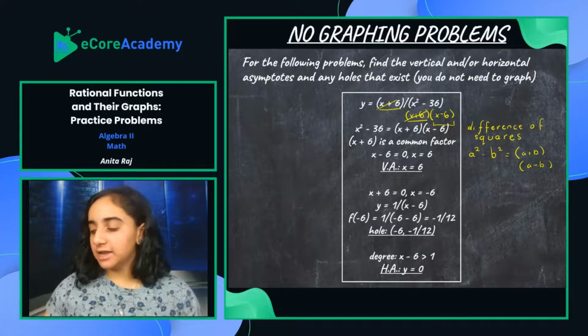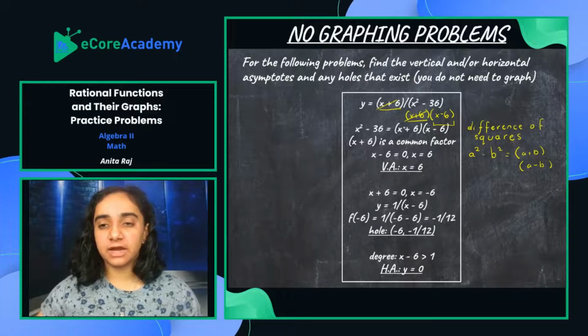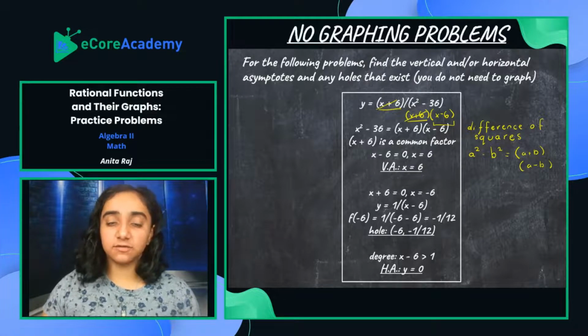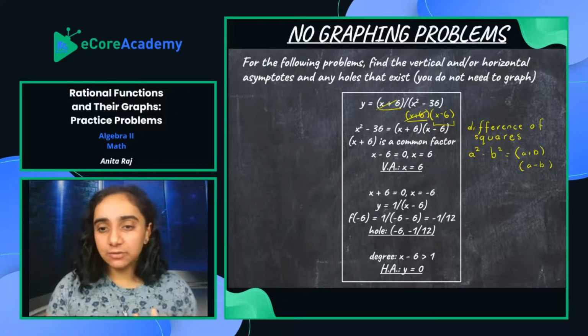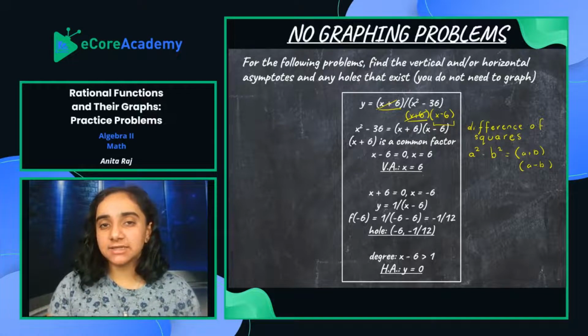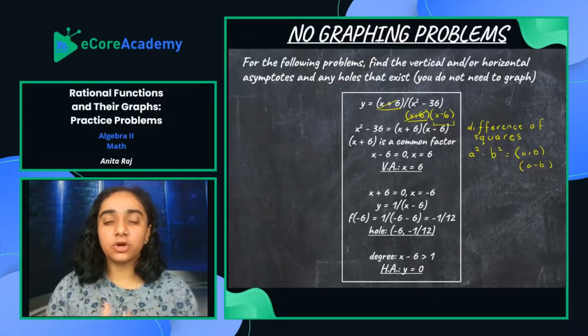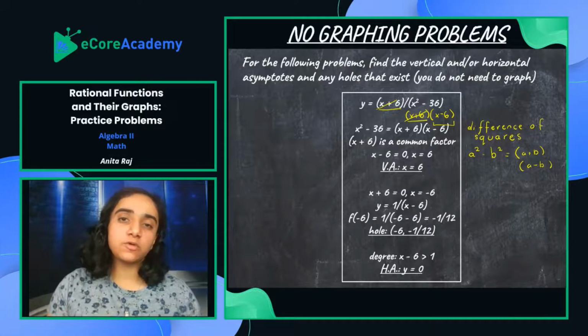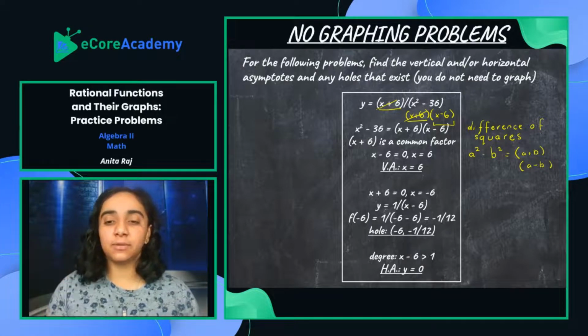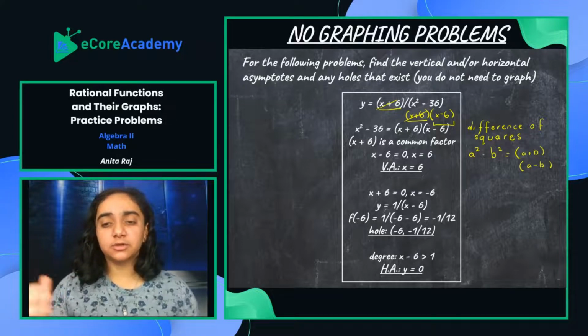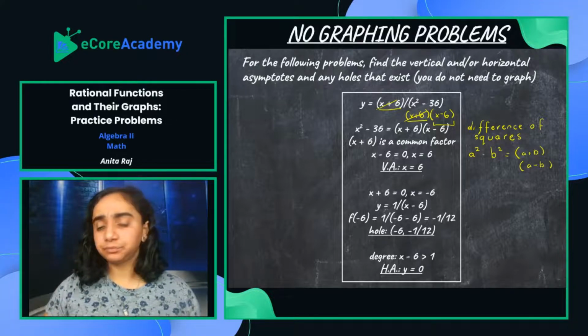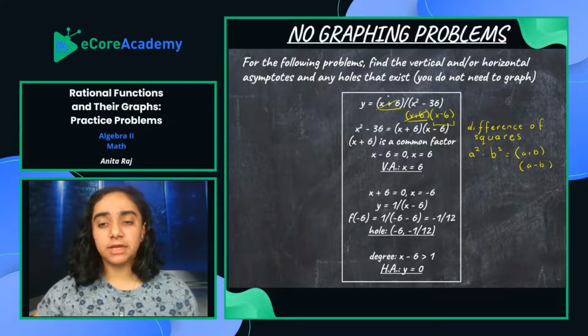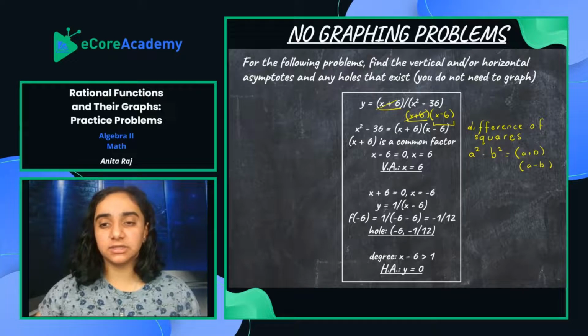Pretty straightforward. Now we're going to focus on that common factor that canceled out, which was x plus 6, to find the hole. So we're going to set that equal to 0, subtract 6 from both sides, and find that the hole occurs at x equals negative 6. But remember, when we're trying to find a hole, we have to find the corresponding y-coordinate because it's a specific point. So then we're going to reduce the function. When we reduce the function, the x plus 6 in the numerator cancels out with the x plus 6 in the denominator.